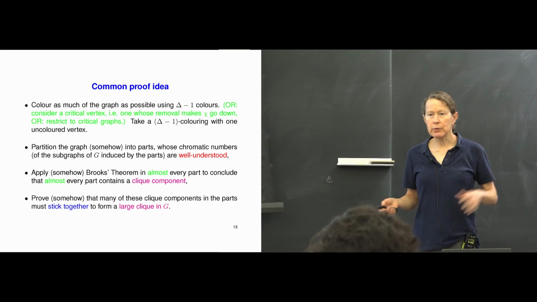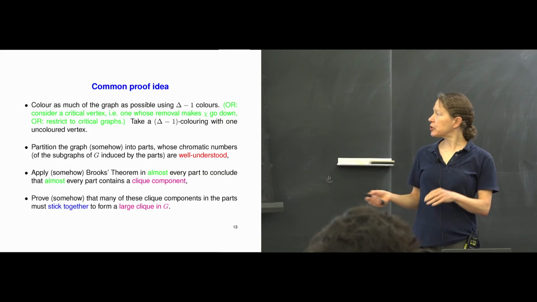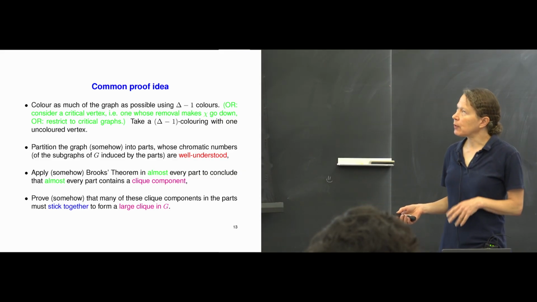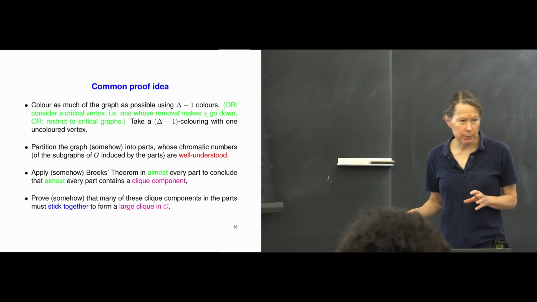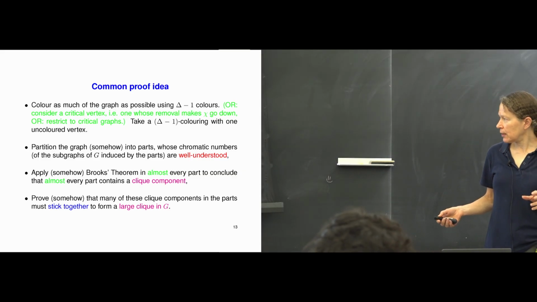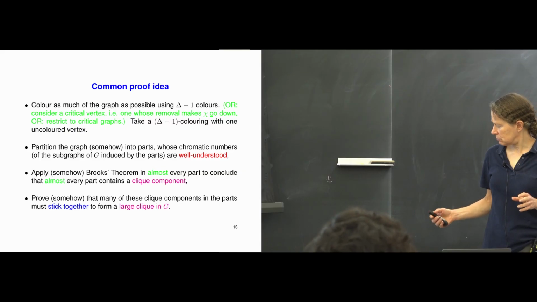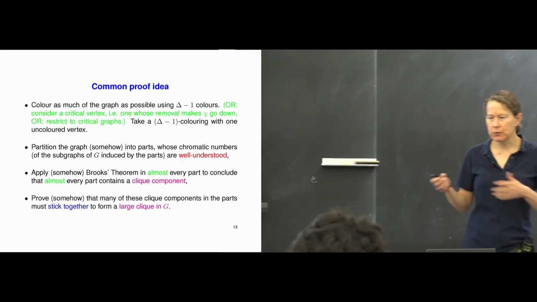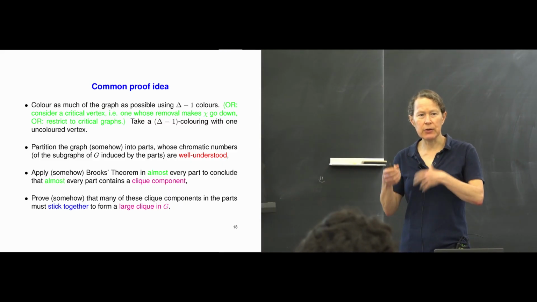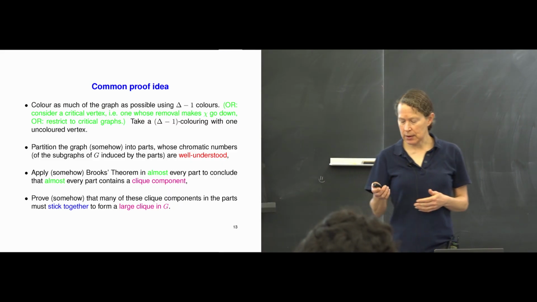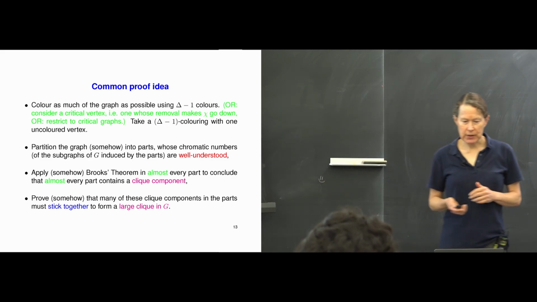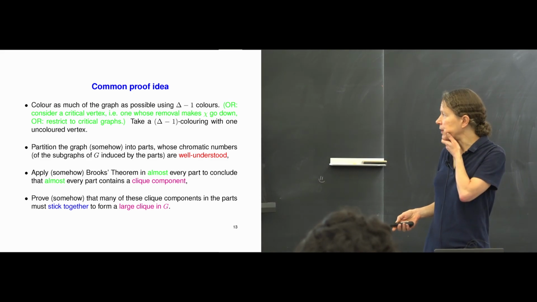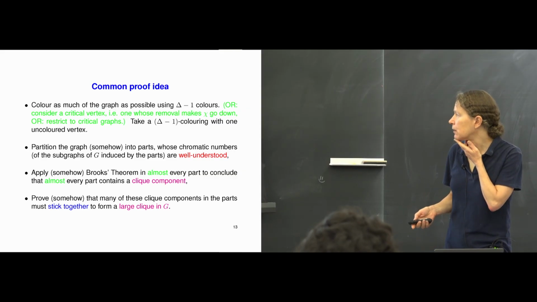And we'll see a bit more what that means specifically. And then we have our great tool, which is Brooks' theorem. So we apply Brooks' theorem in these parts. It's actually almost every part, to conclude that almost every part contains a clique component. And at the end, which is the hardest part, is to show that lots of those clique components actually have to bundle together into a kind of big snowball and be a big clique in the whole graph. So that's a bird's eye view of the approach which is taken in most of those theorems I showed you.